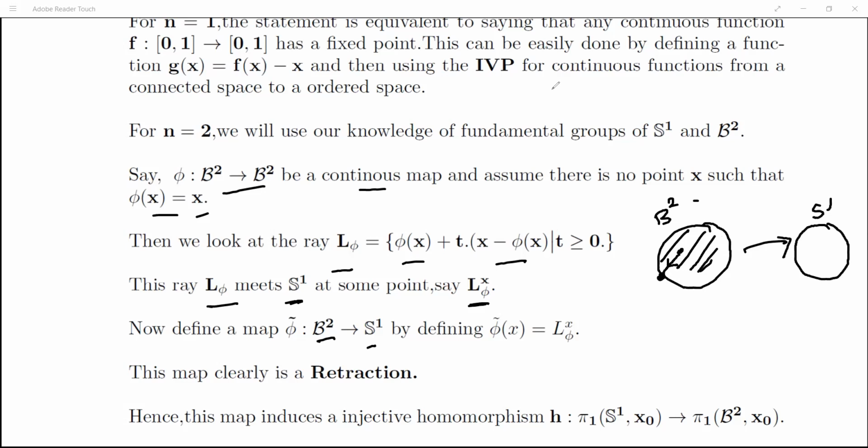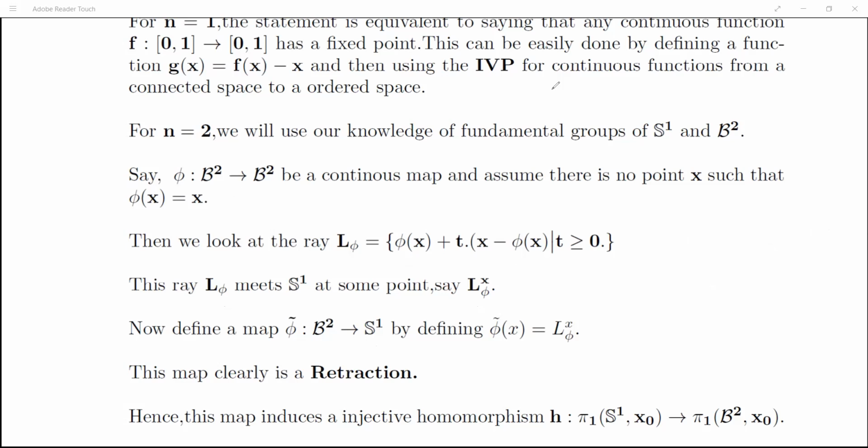So now, what happens when you have a retraction in terms of fundamental groups?